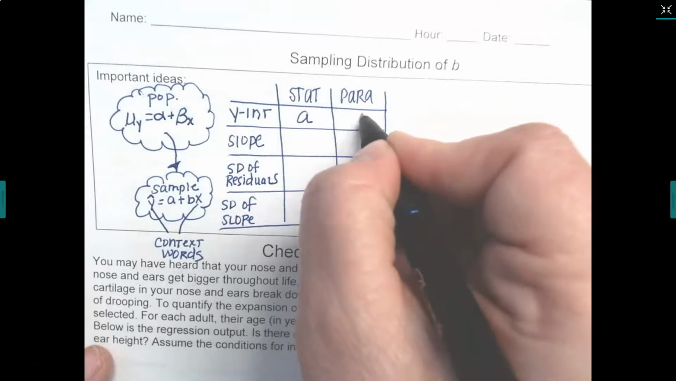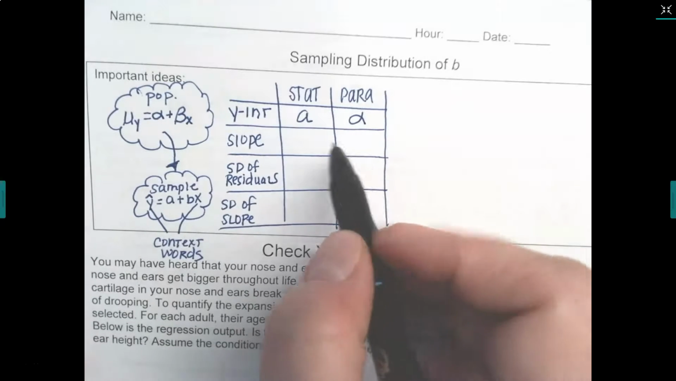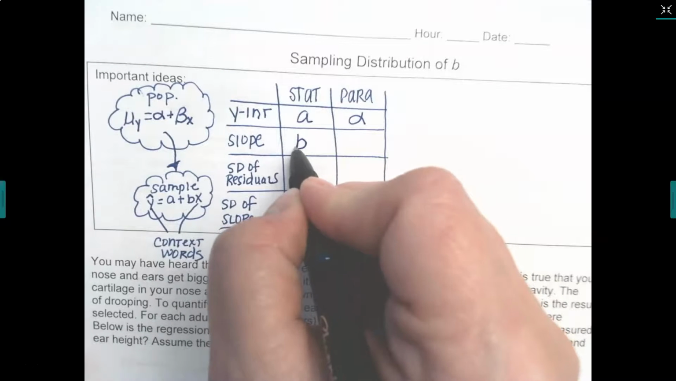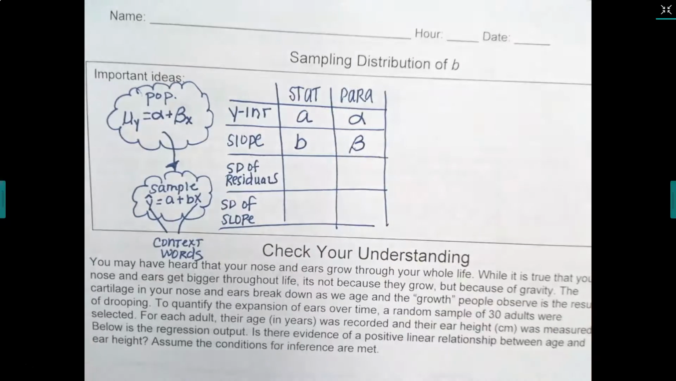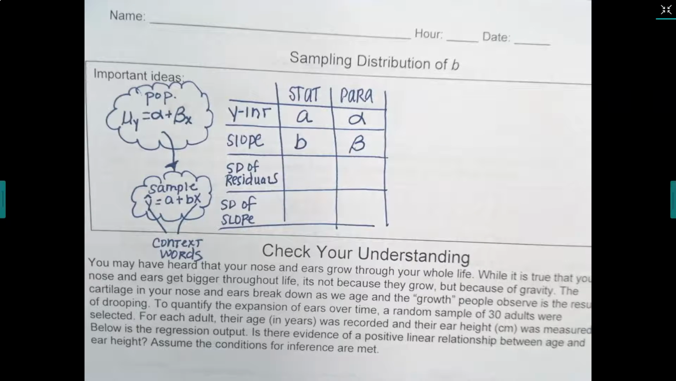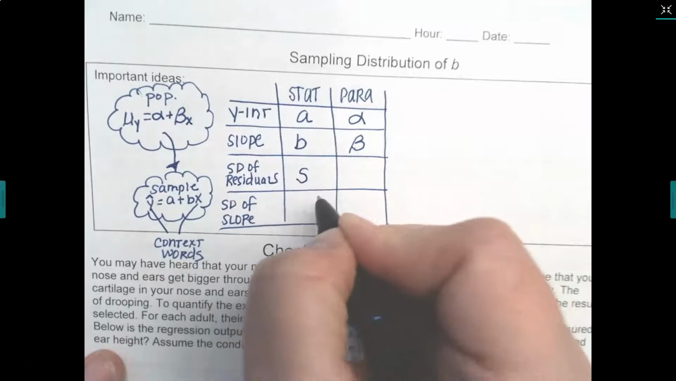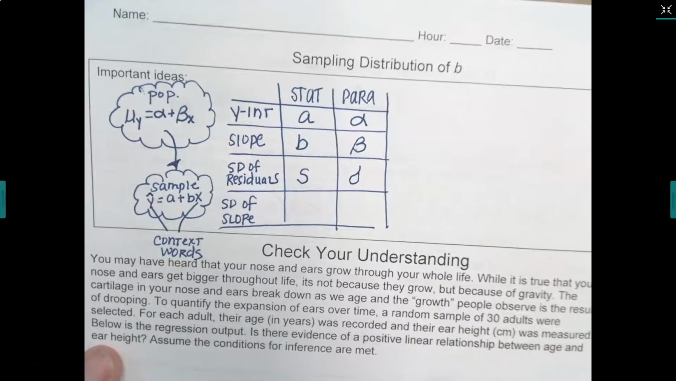So the Greek letter for A is the alpha, but it's not an alpha level. Remember, this is just because that's representing A. It's A plus bx, so our slope is b. The population is this scrolly b. Your standard deviation of the residuals for the statistic, it's just S. It's sigma for your parameter. We should remember that.